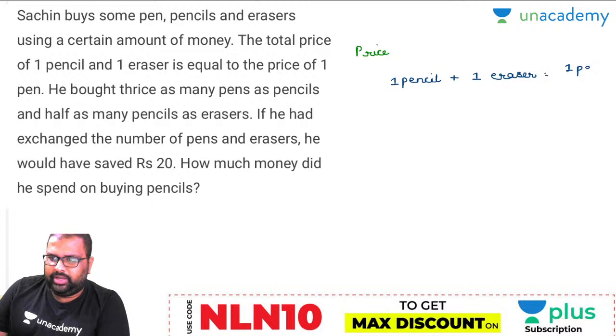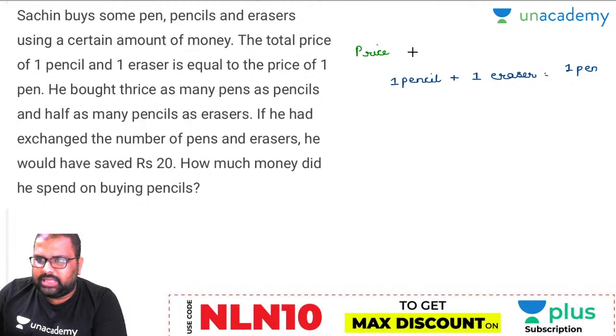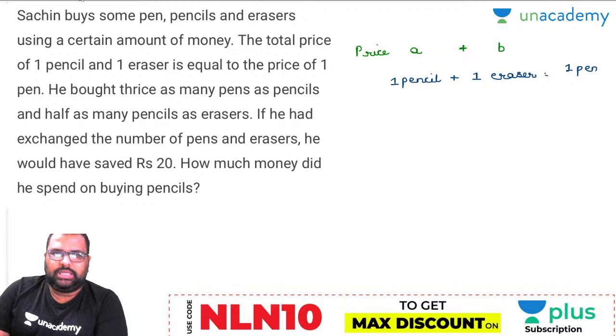Yes, Revanth, very good. Revanth has given me the answer. So what I will do is, for my convenience, I will take the price of one pencil as A. I will take the price of one eraser as B. So the price of one pen will be A plus B. Yes. Now the point given here is, let us take like this: number of pencils.